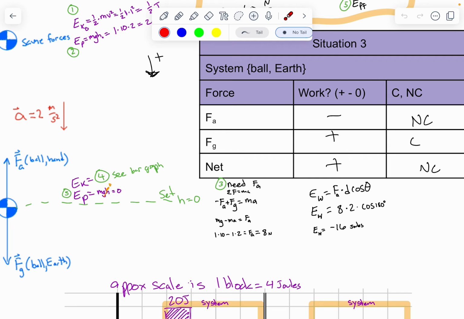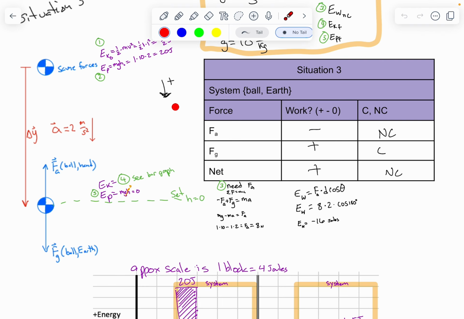Gravity is a force right here. It's on the ball by the earth. The ball and earth are both part of our system. This would be an internal force. Internal forces are going to cause conservative work to happen. And again, they are actually in the same direction, so that would give us positive work.